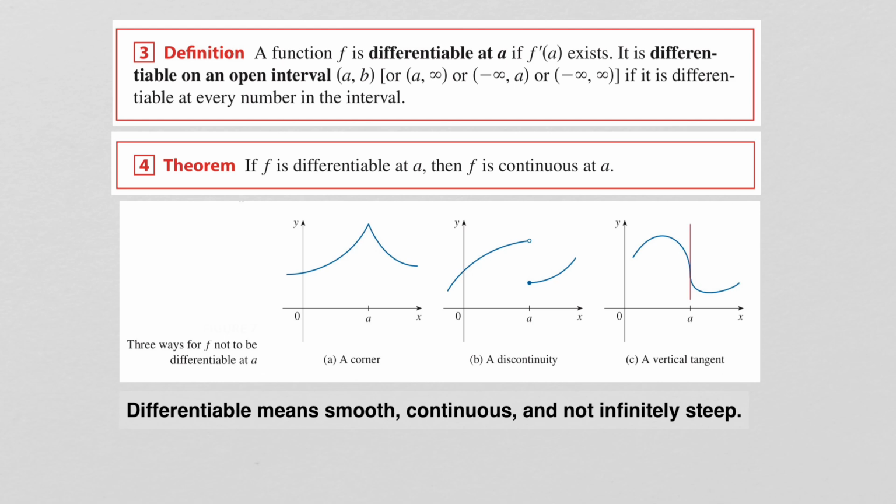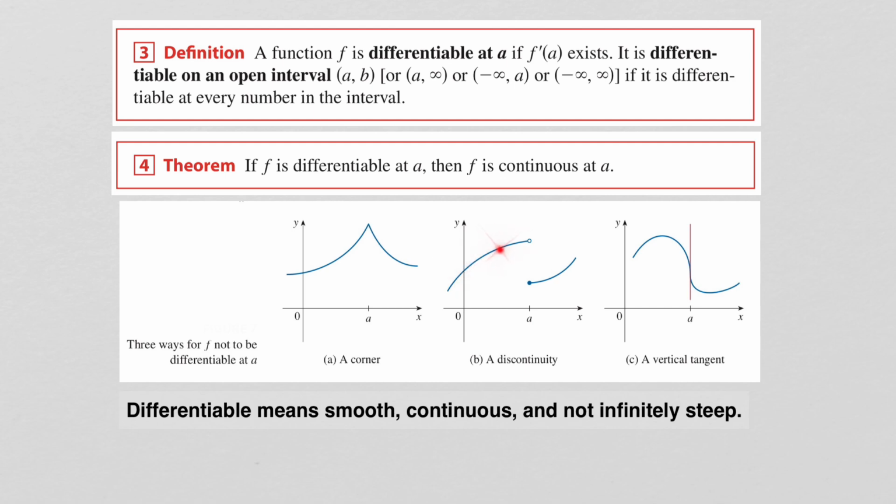Now, let's talk about some common ways that a function is not differentiable at a. And we'll just take a look at some graphs. So in the first situation here, what we have is what the book likes to call a corner. I like to call this a sharp point. If you have a sharp point on your function, the function is not going to be differentiable at that sharp point.